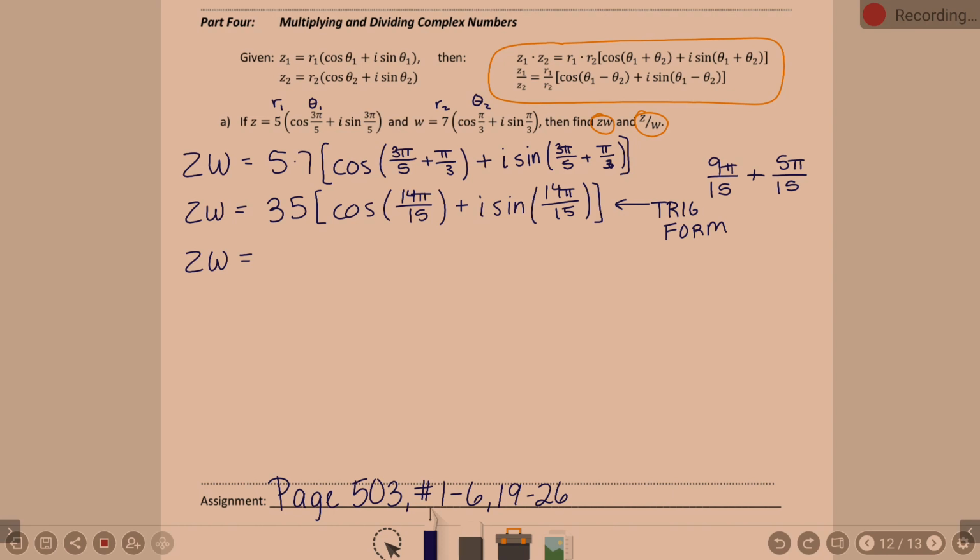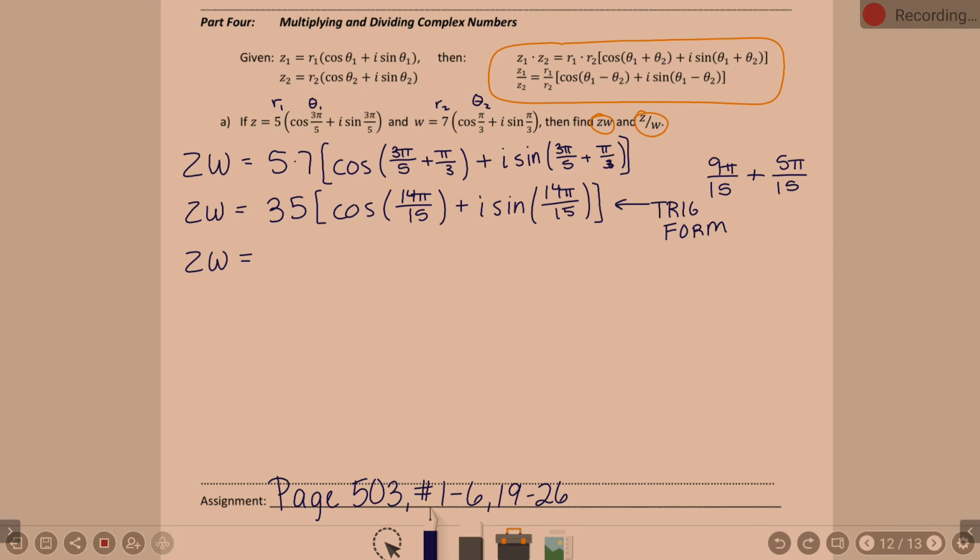So what I would do is go ahead and put the 35 in there. 35 times cosine of 14 pi over 15, there's going to be my A value. And I can do the same thing with the sine. Remember, you don't need the I. It's just going to be multiplied in. And so there is my B value.